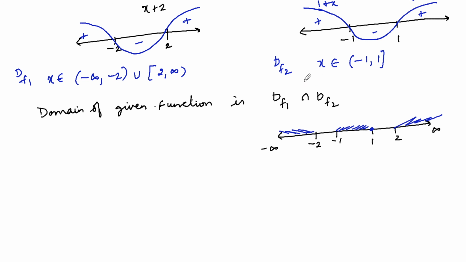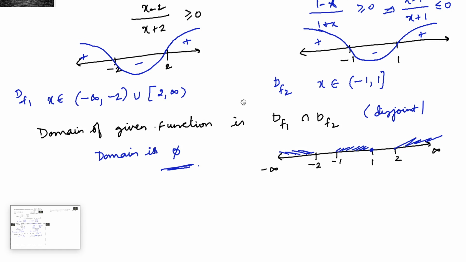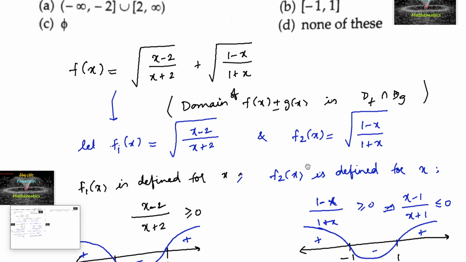So these domains are disjoint. Disjoint means the intersection is empty, so we can say the domain is the empty set, meaning for no value of x is the given function defined. Both will not satisfy together, so we can go with option C.